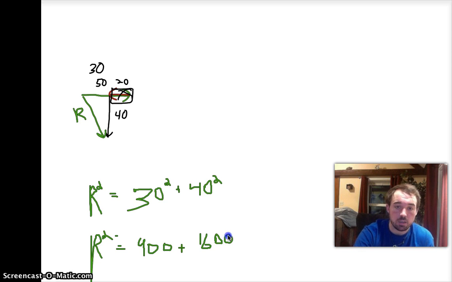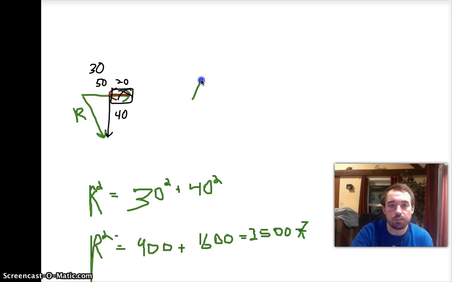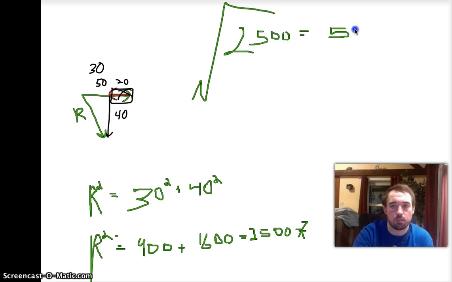No problem. So 900 plus 1600 is 2500. If you were to take the square root, do that in your calculator. Again, this is really hard to do. 2500. So the square root of 2500 is going to give us, wow, that's supposed to be an arrow. Square root of 2500 is, I'm going to do it really big, makes it easier. Is 50. So our side is 50.